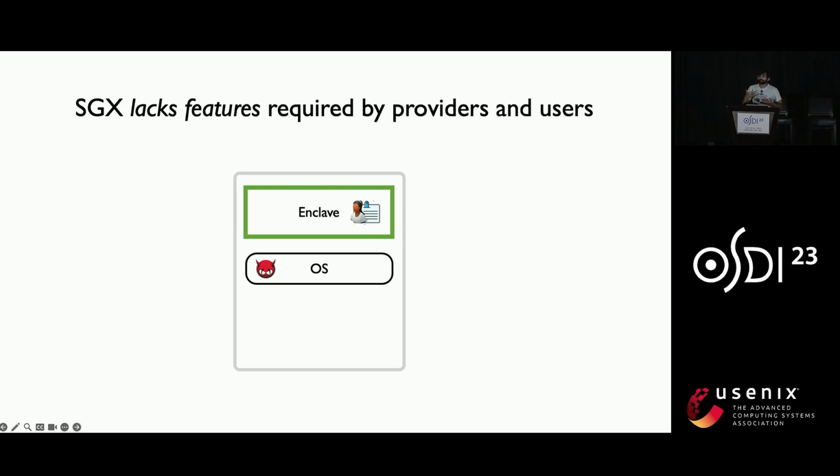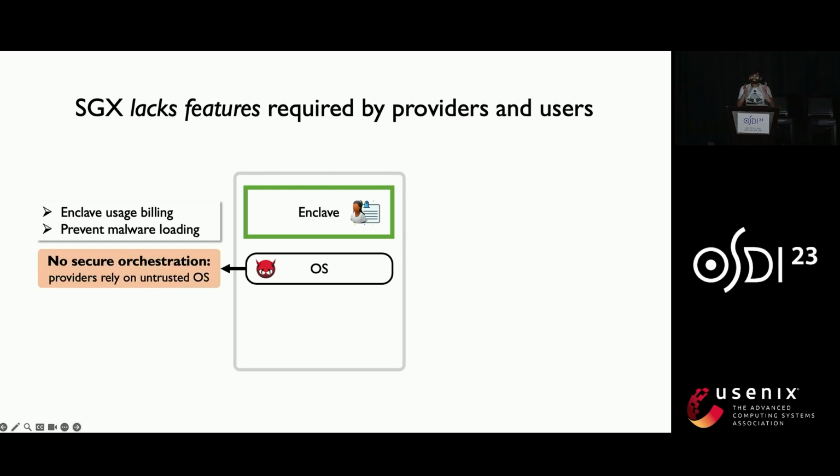Despite the desirable security properties of SGX, however, it still lacks many features that are required by cloud providers today and users. For instance, it is very important for cloud providers to have control over their machine. They want to know who is using enclaves on the machine so that they can bill them. They also don't want people to run malware inside enclaves. But if cloud providers want to have this level of detailed orchestration, they must rely today on the operating system. The same operating system that could be compromised by other tenants on the machine.